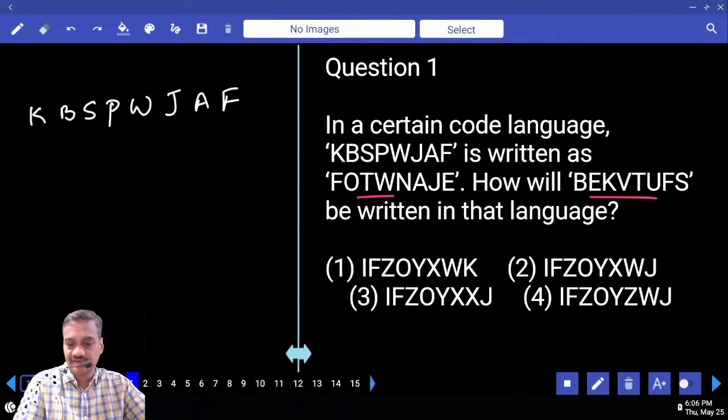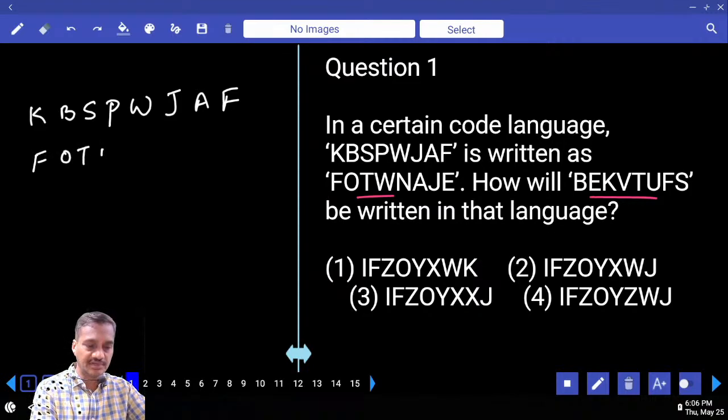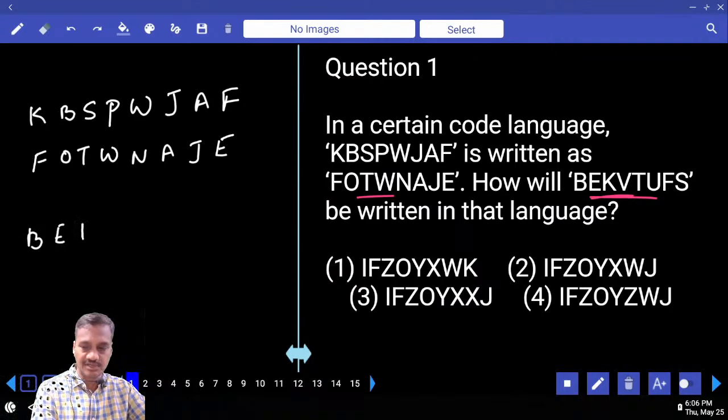And what is the code we have? The code is FOTW NAJE. Now in the same way, how is this word BEKVTUFS written? And what is the code for this one?